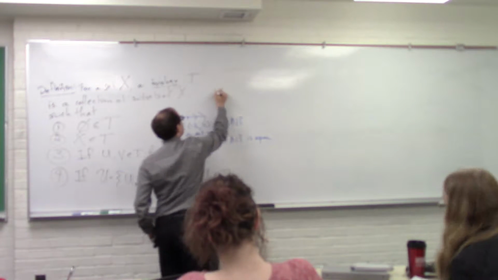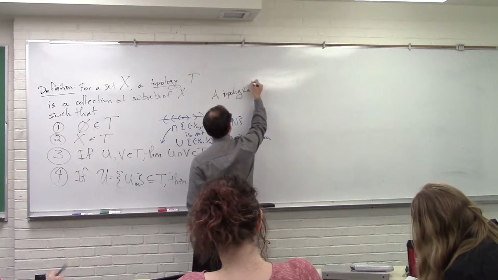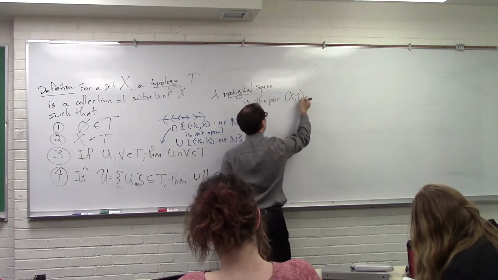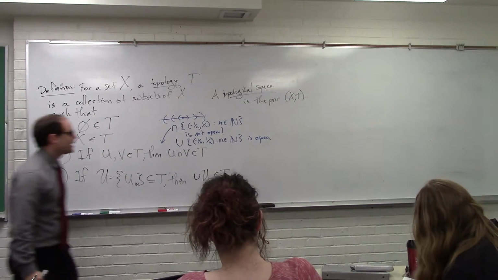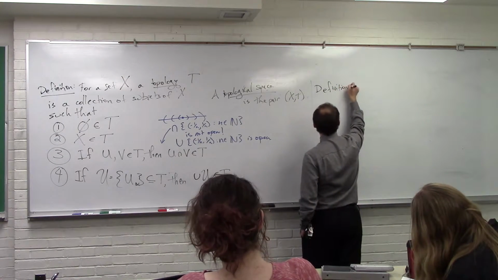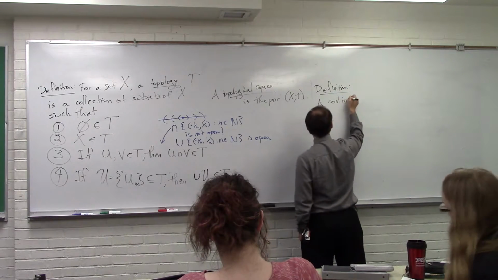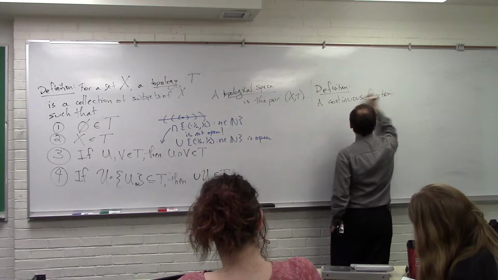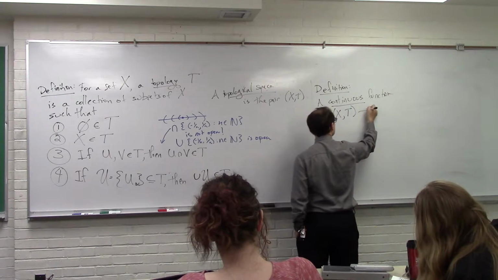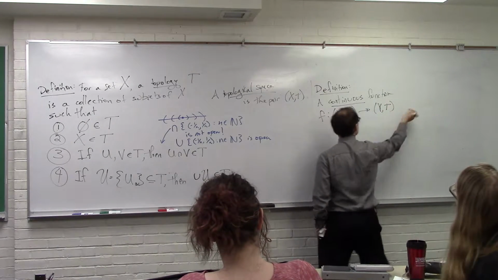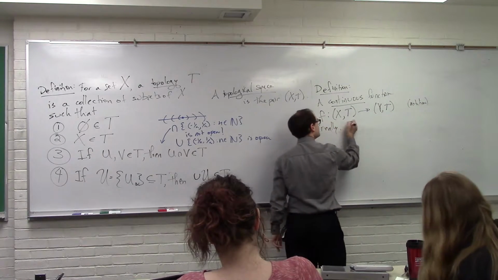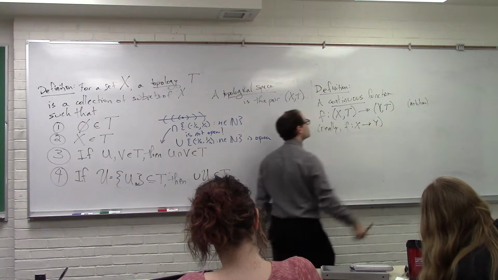So a topological space is a pair X comma T. That's a topological space. Okay, so now the important thing about topological spaces is their mappings. So definition, a continuous function, and we write it like so. This is the notation. But really, f is just a function from X to Y.